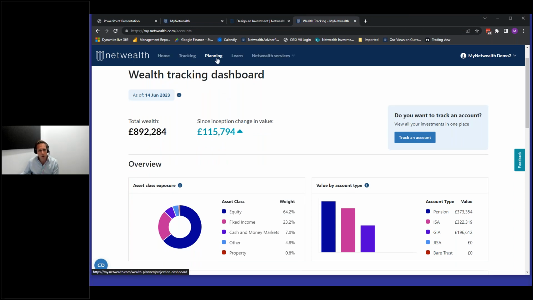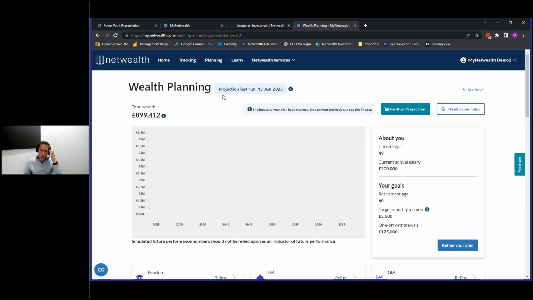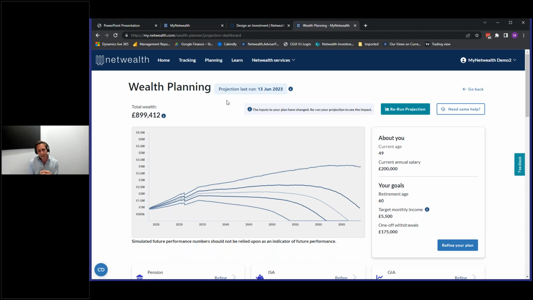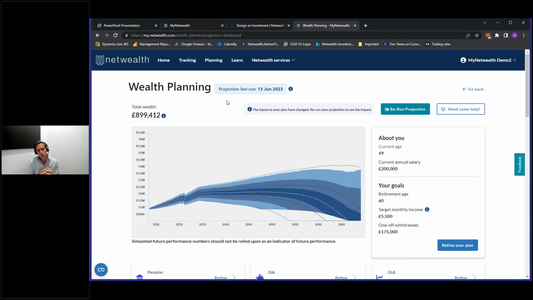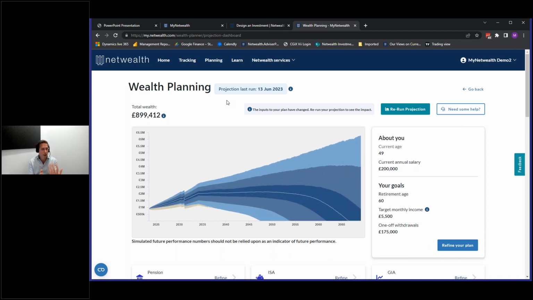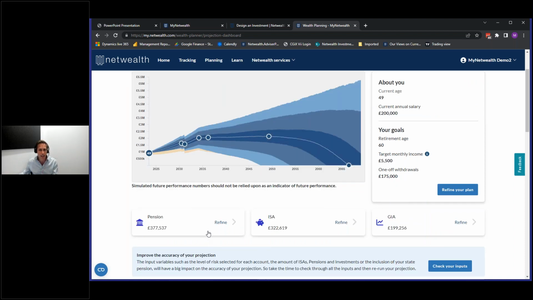The other part of our tools is the planning side of things. We can then look into the future. What we've done is taken the same underlying analytics tool that we use for all our advisors to give regulated advice as well, but we've exposed it to users so that you can log in and look at your own plans into the future here. So someone today who's age 49 is looking at saving towards retirement at age 60. They want to target retirement income of £5,500 net of tax. And they've got some different assets to put aside to that.